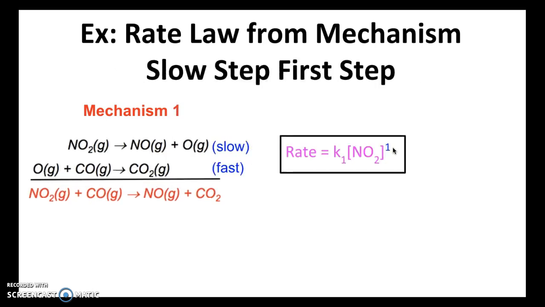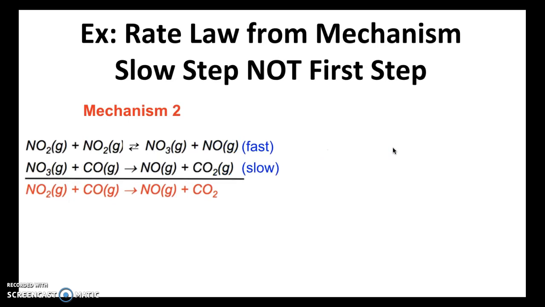Okay, so we got our rate law for mechanism 1. Let's go ahead and do it for mechanism 2, which is actually not going to be so easy. In this case, the slow step is not the first step. Here, the slow step is the second step. And again, they'll identify what's your fast and slow. So we're going to write a rate law for this.